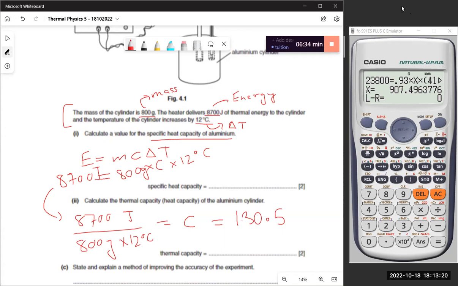What is E? E is energy supplied. Thermal energy. Energy being added or supplied to something. Whenever someone tells you that something is delivered, it is the same thing as supplied. How much heat is being given. So thermal energy is 8,700. So we just write it over here. Is that clear?